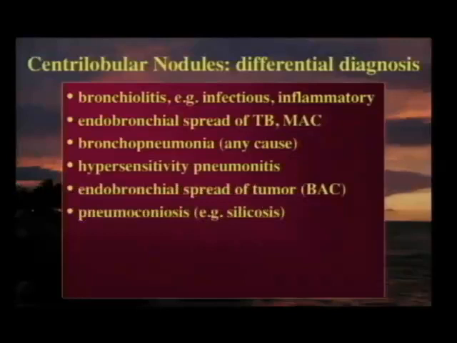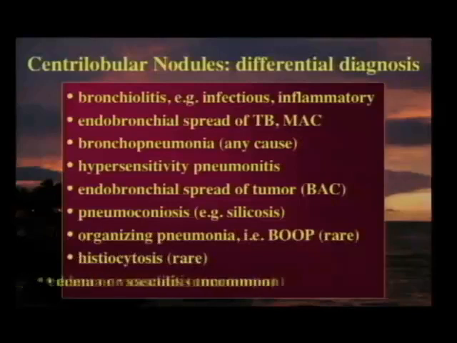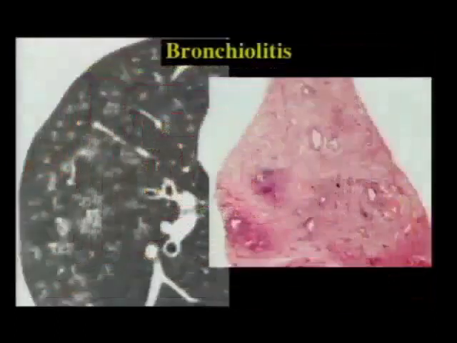Pneumoconiosis, such as silicosis, gives you early abnormalities in relation to centrilobular airways. Organizing pneumonia, a rare cause. Histiocytosis, a rare cause. Everything I've mentioned so far is an airways disease, and then bringing up the rear, vascular causes, pulmonary edema or vasculitis, may result in this appearance, but the vast majority of cases causing a centrilobular pattern of nodules are airways diseases.